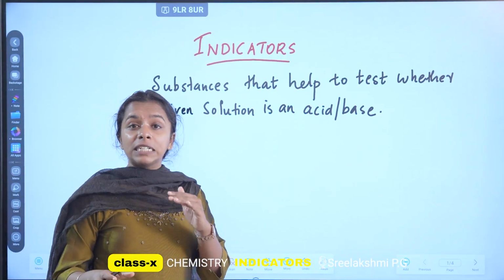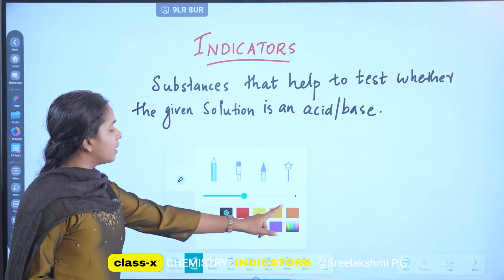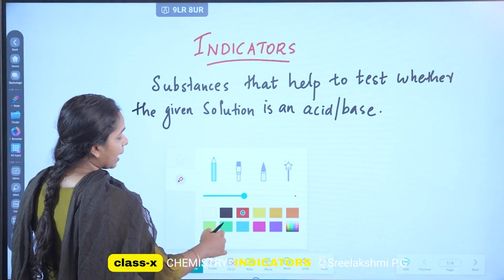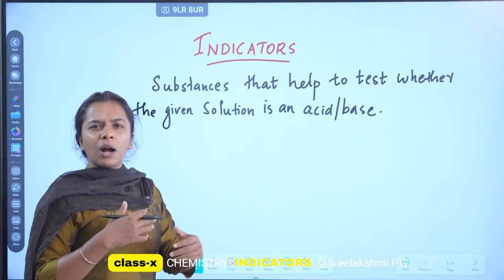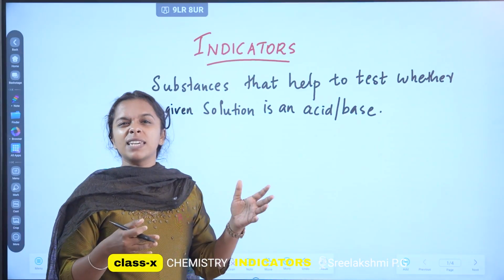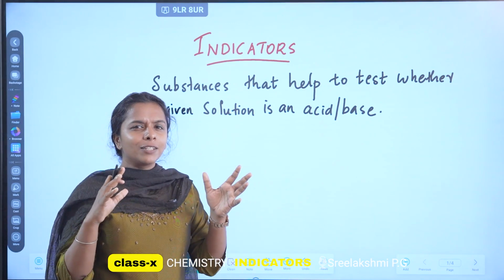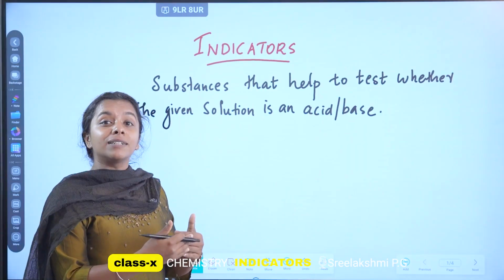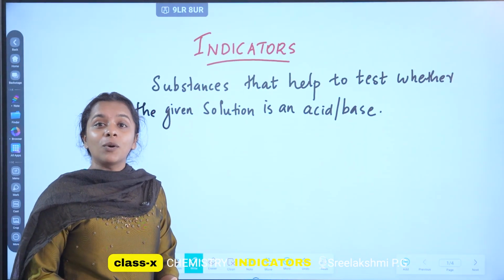Now we should know about different categories of indicators. There are mainly 3 different indicators. Do you know what they are? Actually, 2 you must know because you have been to the laboratory and seen some chemicals there. You must have heard of phenolphthalein or methyl orange, right? So these chemicals come under a different category.